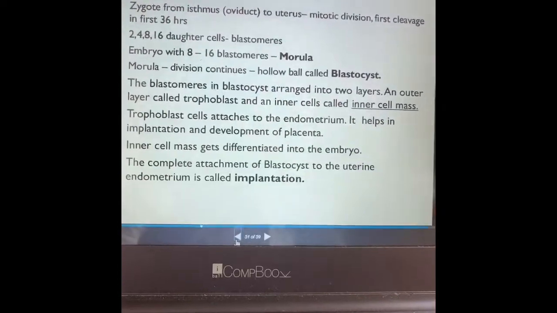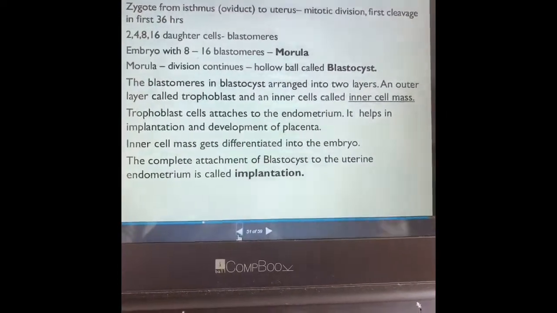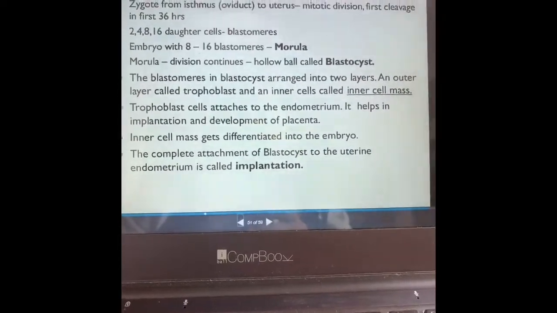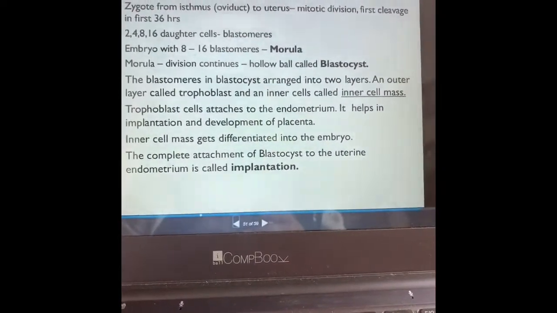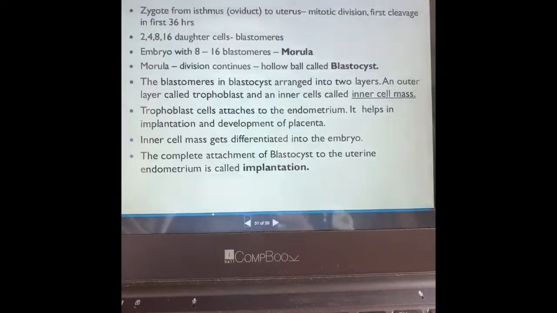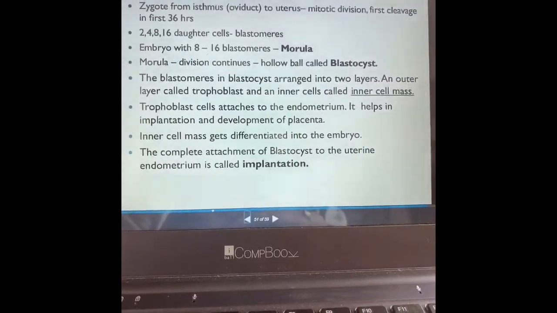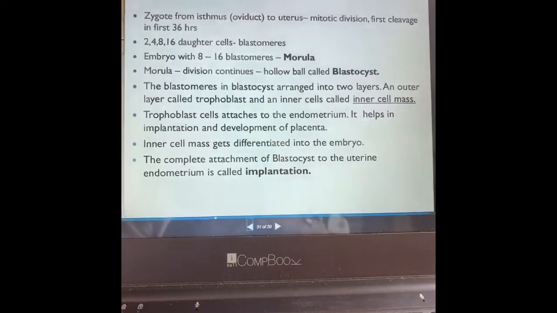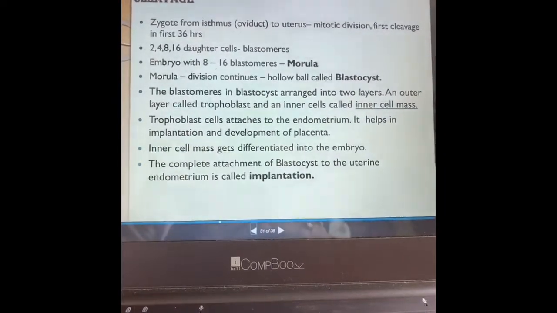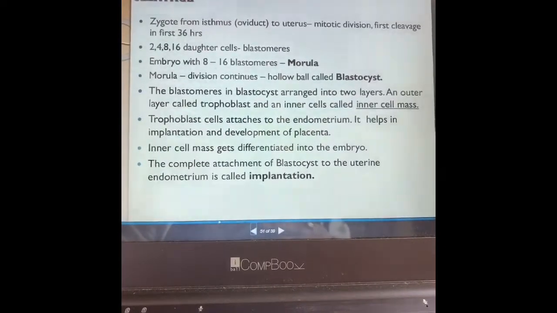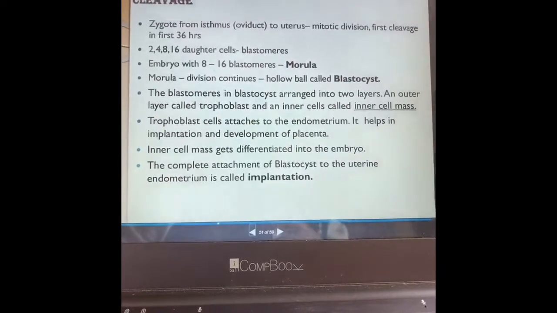The blastomeres in the blastocyst are arranged into 2 layers, an outer layer called trophoblast and an inner layer called inner cell mass. The trophoblast attaches itself to the endometrium. It helps in implantation and development of placenta. Inner cell mass gets differentiated into the embryo. The complete attachment of the blastocyst to the uterine endometrium is called implantation.